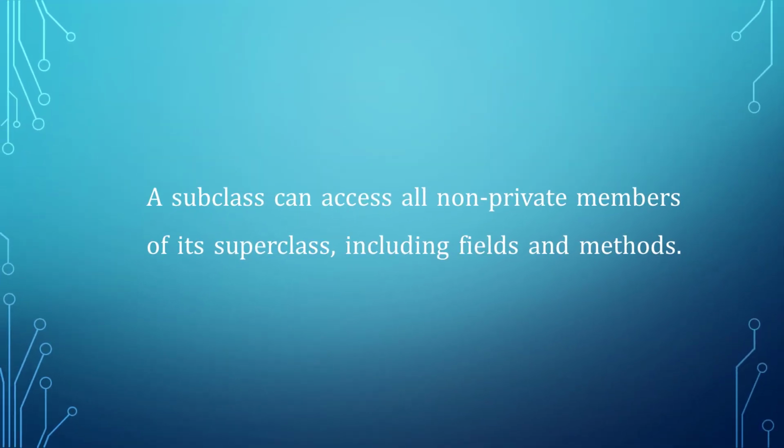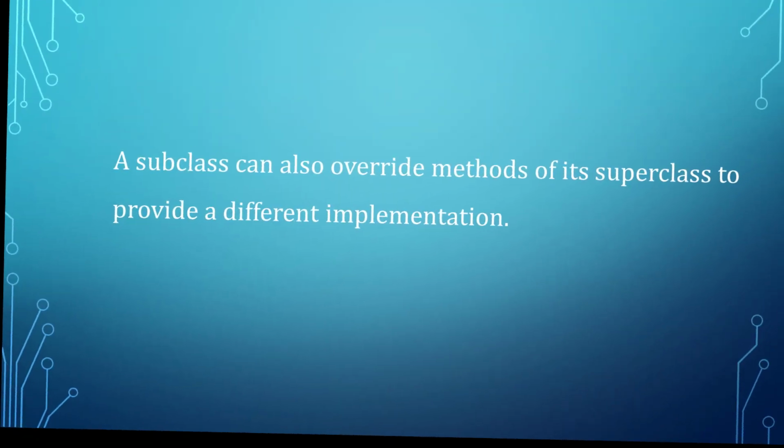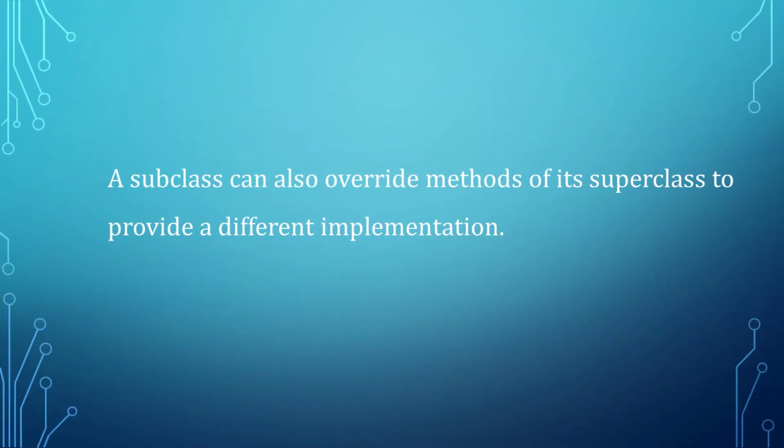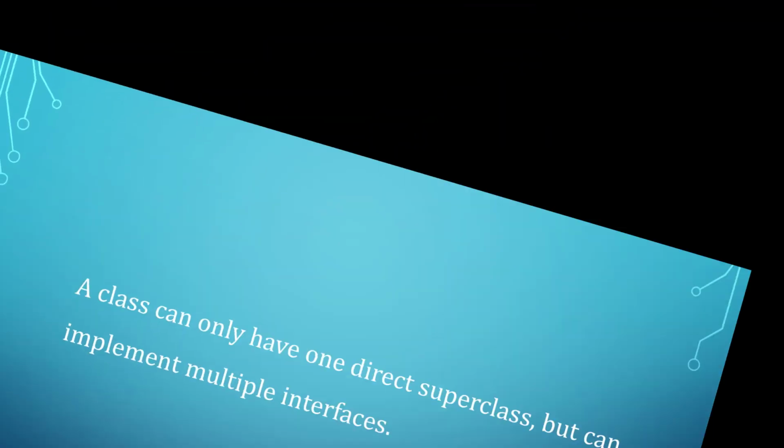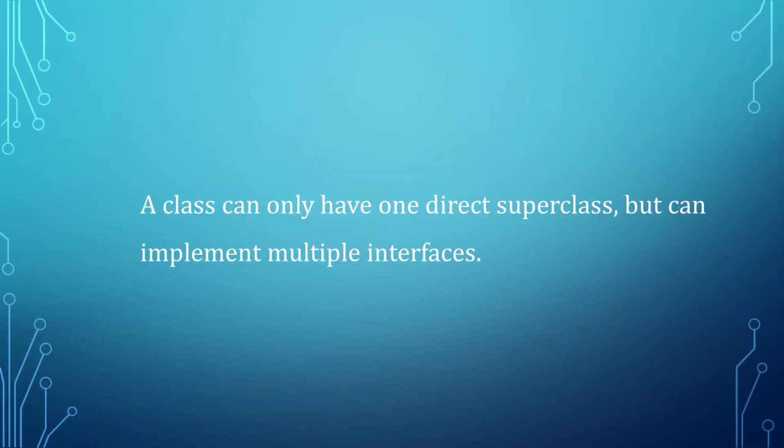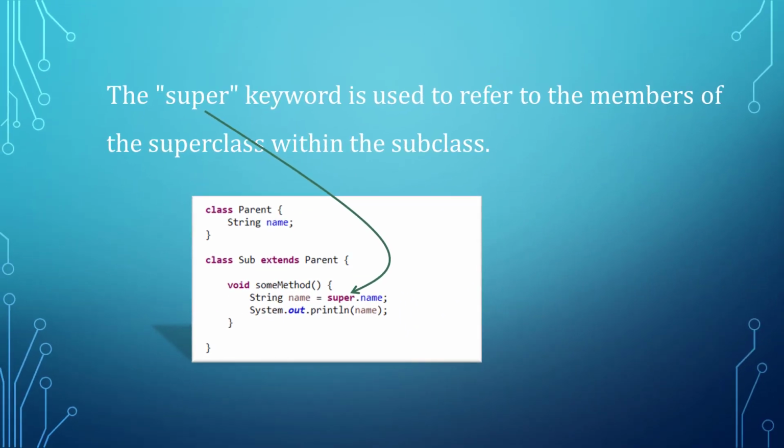A subclass can access all non-private members of its superclass, including fields and methods. A subclass can also override methods of its superclass to provide a different implementation. A class can only have one direct superclass but can implement multiple interfaces. The super keyword is used to refer to the members of the superclass within the subclass.